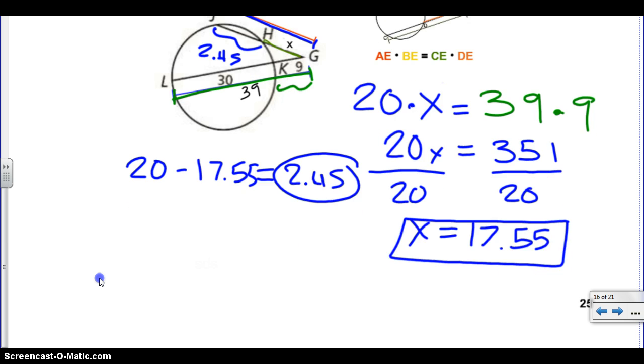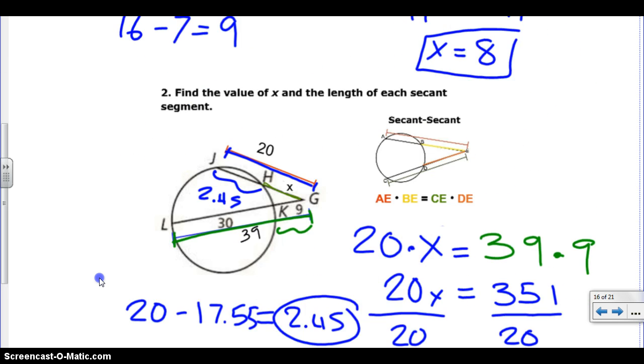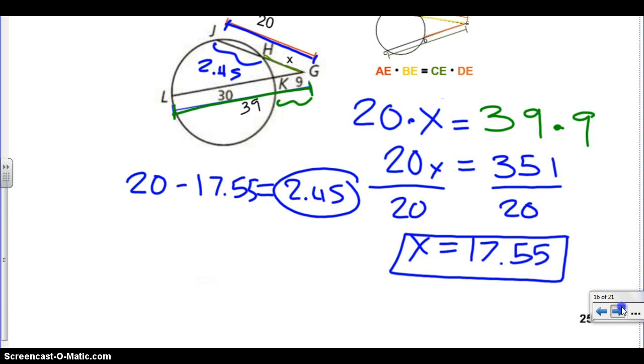One last problem? That's it. No, there's another page. Oh, there's another page. There's more. Just kidding.